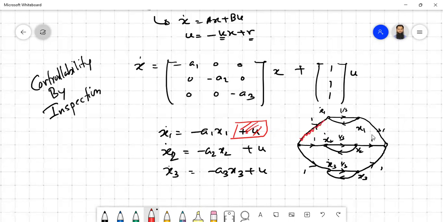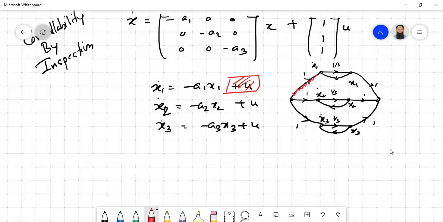Okay, so then is your system still controllable? Can we control the state x1 anymore by some input? So definitely not. And how did we figure it out?